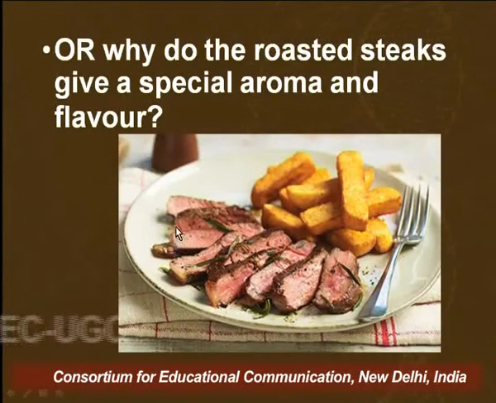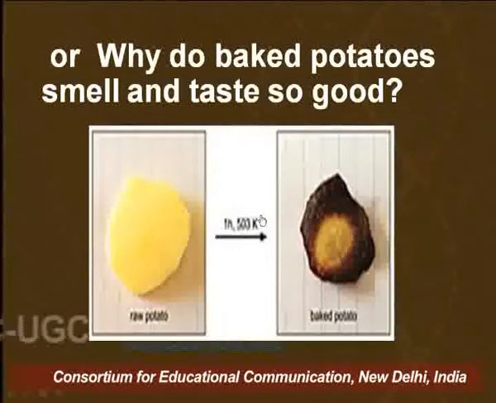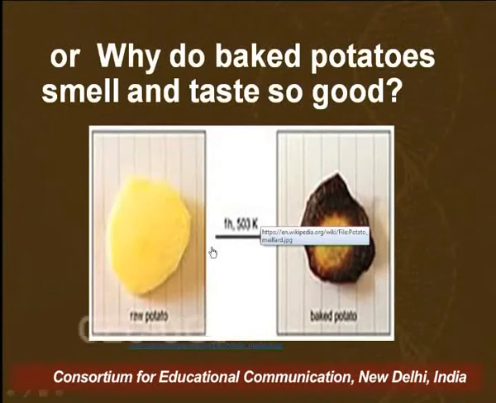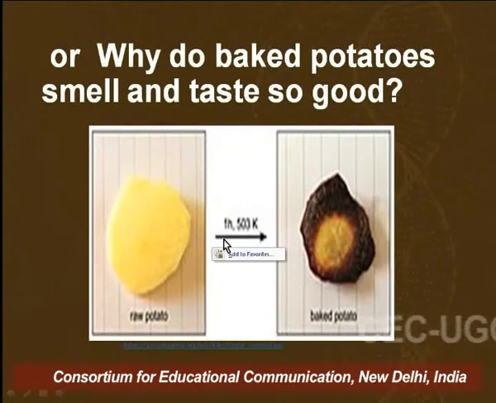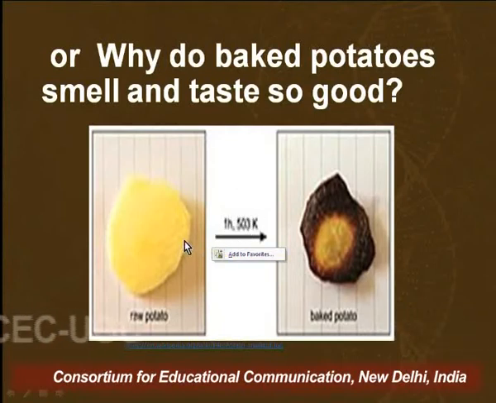Not only this, if you talk of roasted steaks, they give us a special aroma and flavor. On your screens you can see steaks which have again a golden color, and you can also see potatoes which have a golden brown color in them. And we can also talk of baked potatoes. When we heat them to a very high temperature, say 500 Kelvin, they have a special smell and special taste. And you find that they have been baked.